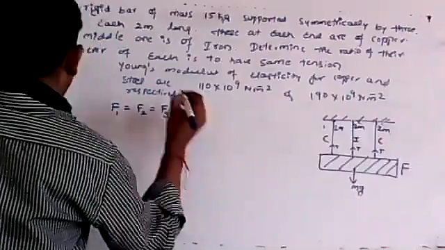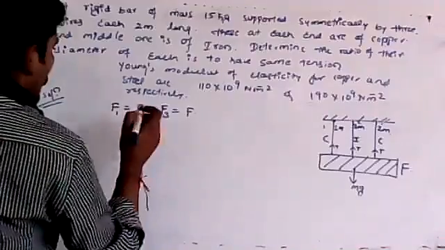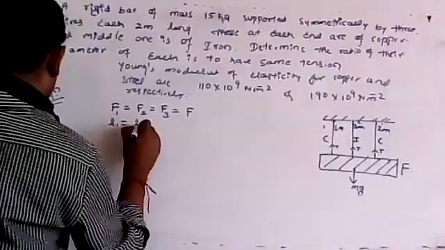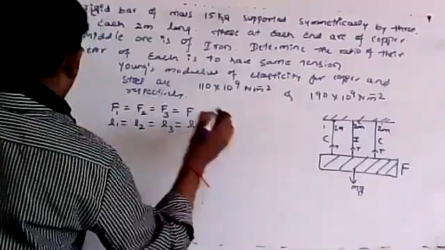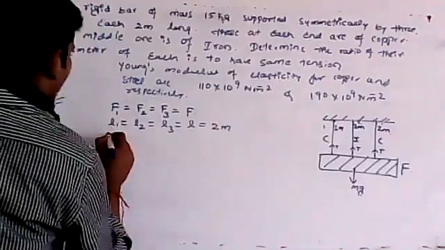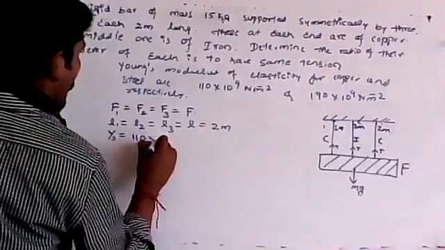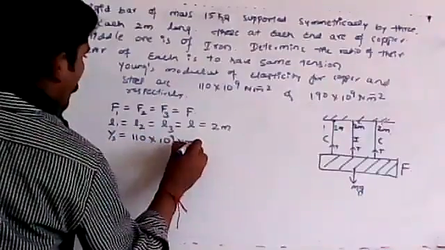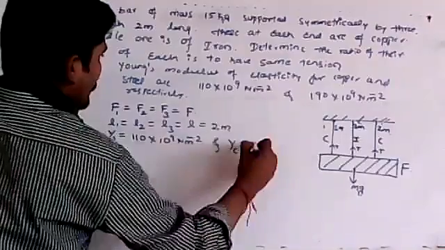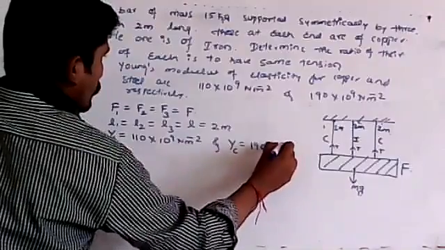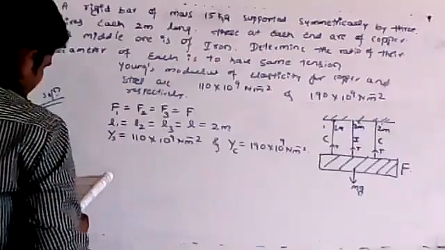In all wires, it will be the same. It is just because the tension remains the same, they told. Then L1, L2 and L3, that is nothing but L, which is 2 meter, they told. And Young's modulus for steel is 110 into 10 raised to 9 Newton per meter square. Also, Young's modulus for copper wire is 190 into 10 raised to 9 Newton per meter square. But I want the diameter here.